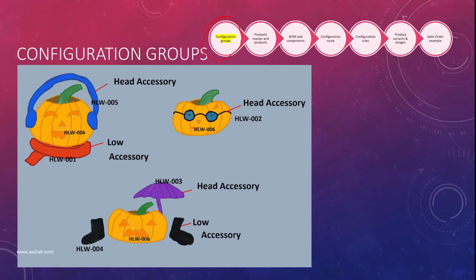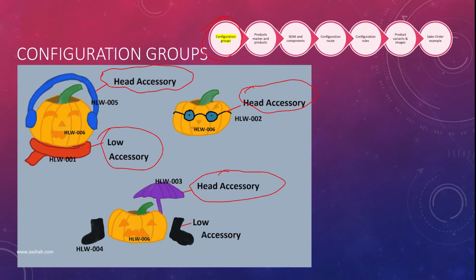You need to recognize how you can group your multiple configurations into groups. For example, in my system, I'll be having 3 different products: the Halloween pumpkin theme with the winter, a Harry Potter theme, and the rainy theme. So what I have done, the product earmuffs is considered a head accessory, and the scarf a lower accessory. Similarly, in this product, I have selected this. I'll be using this as a configuration group. And in the rainy theme, I'll be using umbrella as a head accessory, and the boots will be considered a lower accessory. This depends on the organization's needs.